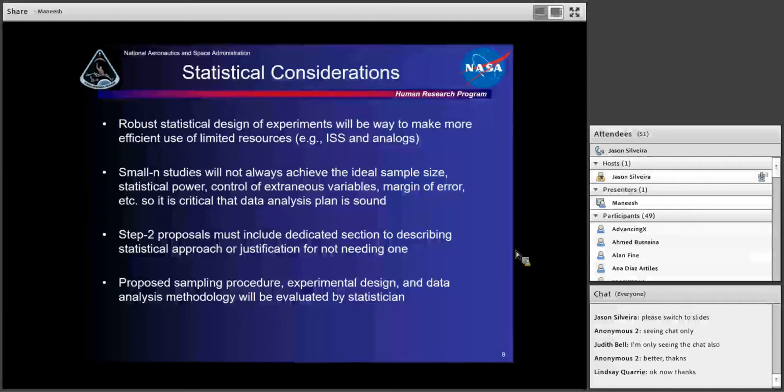Our Step 2 proposal must include a dedicated section on describing the statistical approach or a justification for not needing one. Any proposed sampling procedures, experimental design, and data analysis methodology will be evaluated in our peer review panels by a statistician. We have a statistician on each panel, so we're very serious about the rigor of the statistics in our studies. Next slide.